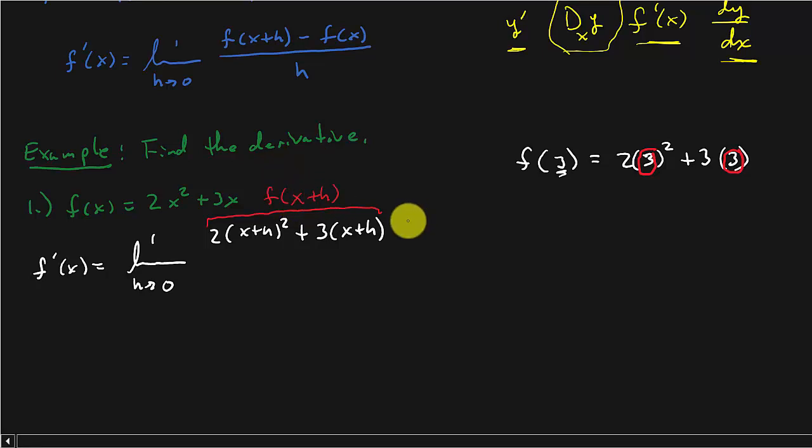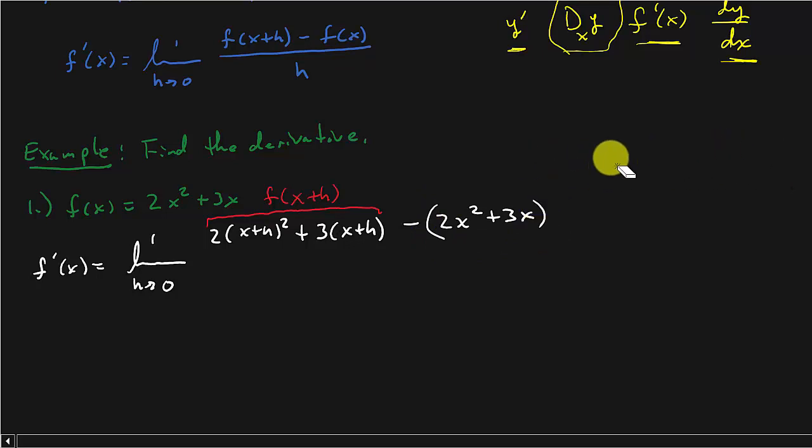All right, and then what do we do? Minus the minus sign here, f of x. Well, what's f of x? Well, f of x is just this. This is 2x squared plus 3x. Now, the one thing that you do not want to forget is it's minus f of x. So it's minus this whole thing, so that needs to be in parentheses. All right. And this right here is your f of x.